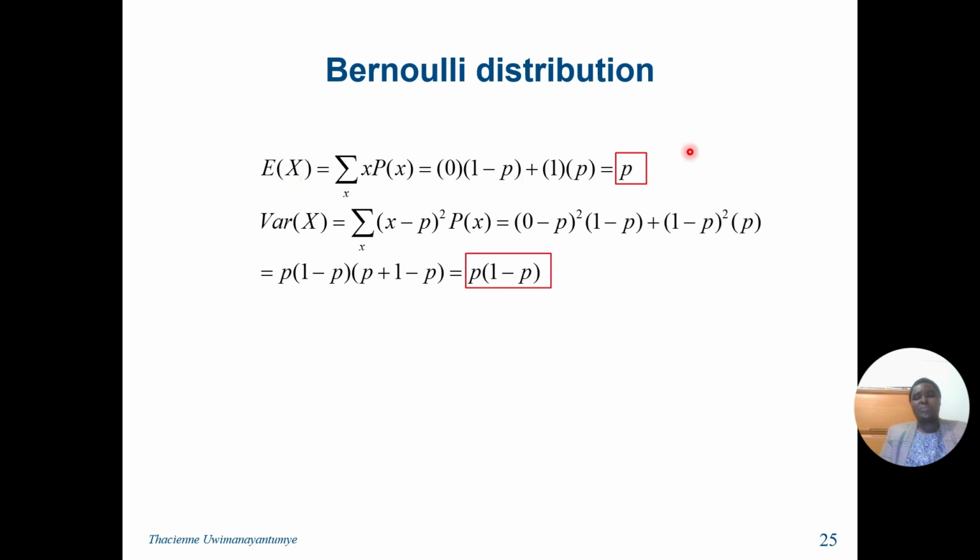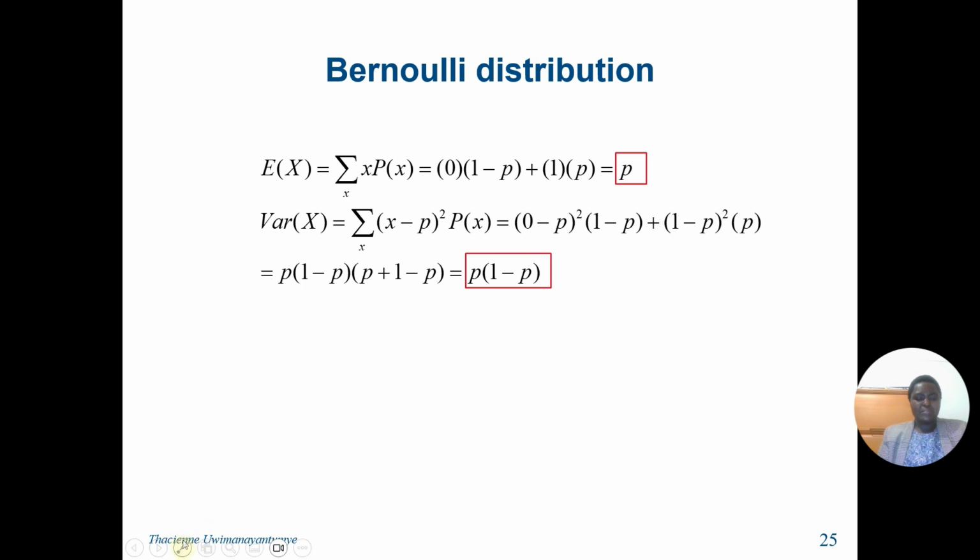So the expected value is equal to p, and then for the variance we take x minus p, squared, times the probability, and then we substitute x by its value, so we have 0 minus p. This p here is the expected value, if you remember the formula. If we sum all this together, we get the variance to be equal to the product of the probability of success times the probability of failure, if you like.